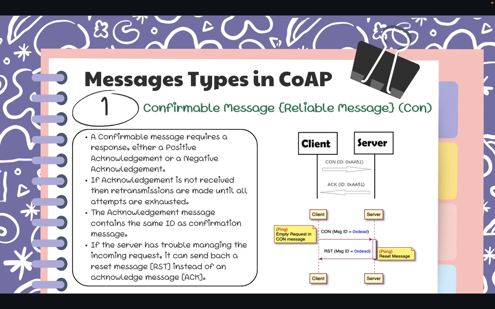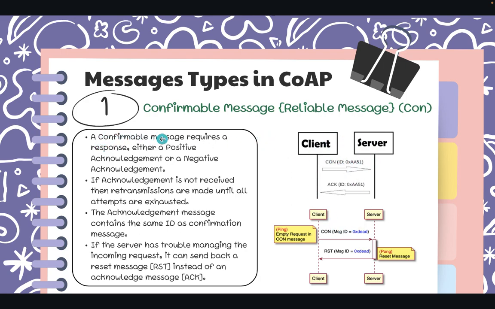Now let us look at the most important part of CoAP, message types in CoAP. Here in CoAP we have four important message types. The first one is the confirmable message. It is also called a reliable message. It is also called by the name CON. Let me start with this particular diagram.